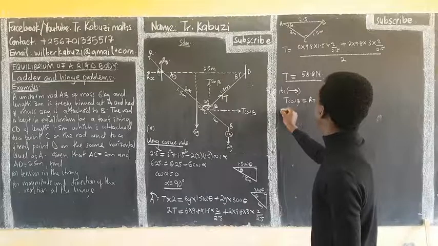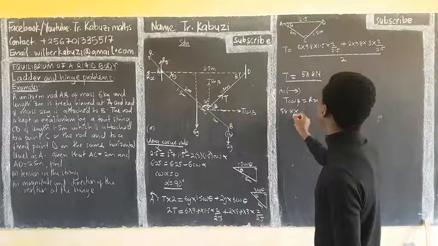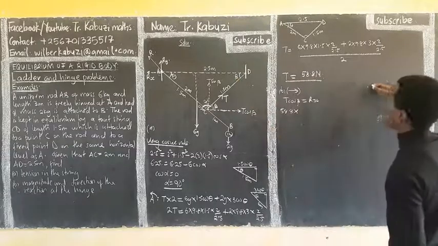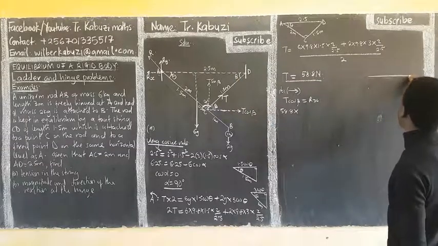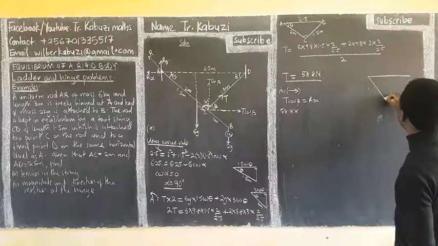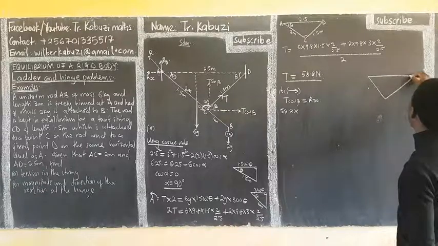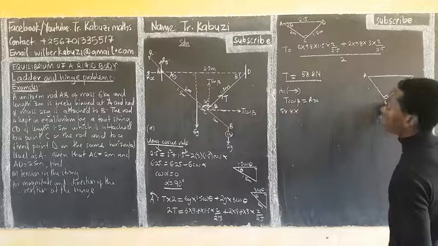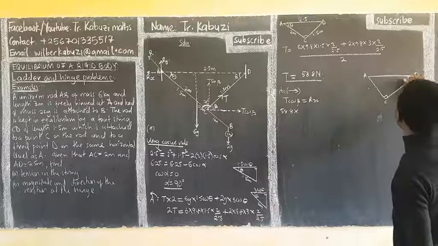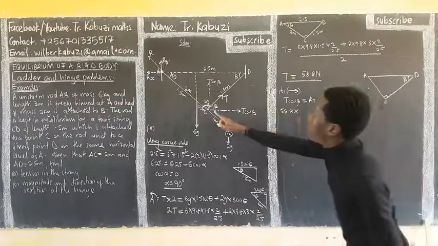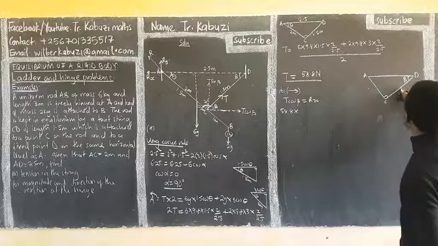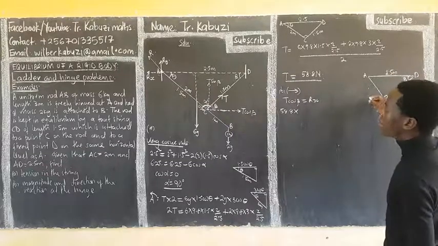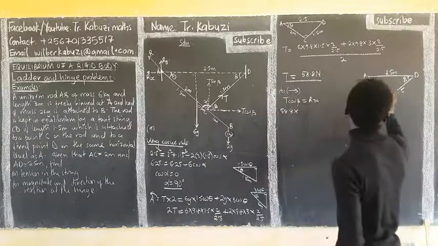Now my T is 58.8 times cos beta. Let us see beta. If I draw another diagram from here, I have this, then I have this here. I think this one was 90. So this is A, C, D. Now this is my beta here. From here to here is 1.5, then this is 2.5 meters, then from here to here is 2 meters.